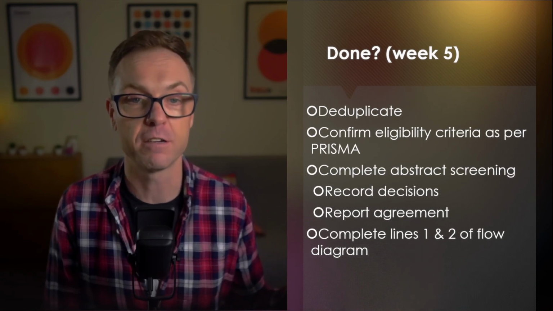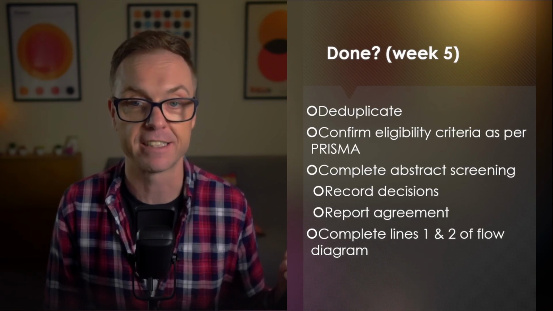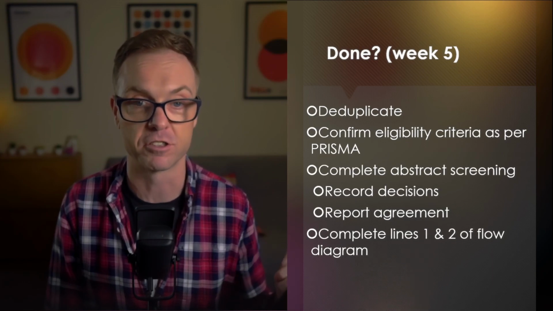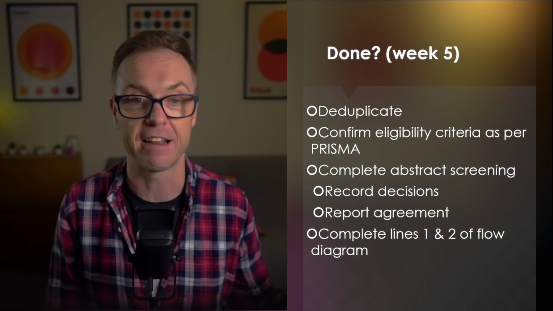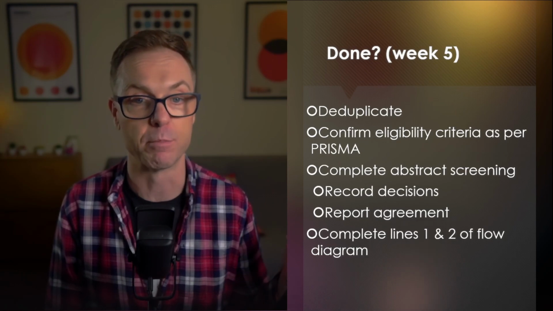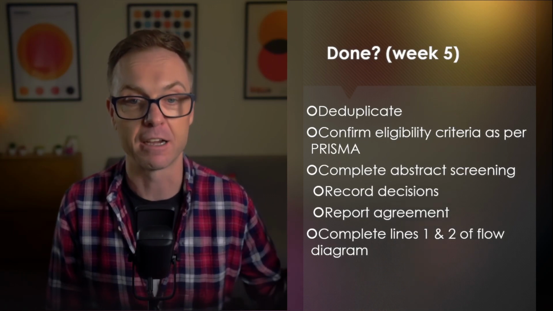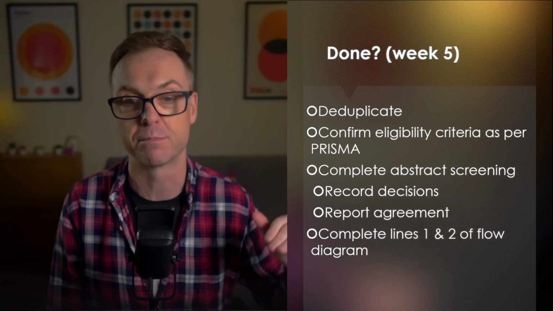You should have confirmed your screening eligibility criteria as per PRISMA with your supervisor. You need to have completed title and abstract screening and recorded your decisions and reported your percentage of agreement and completed the first part of the PRISMA flow diagram.